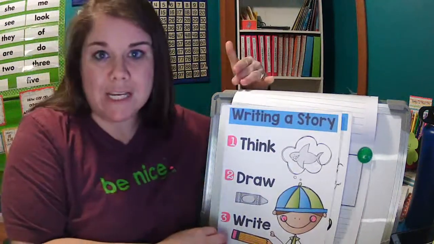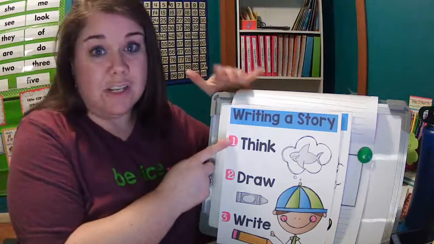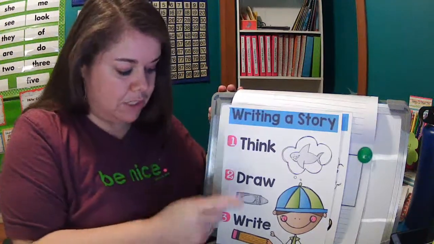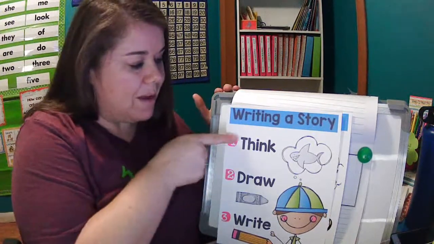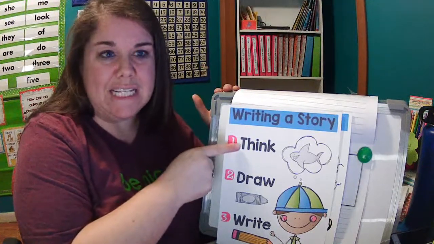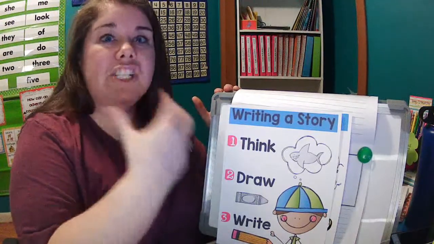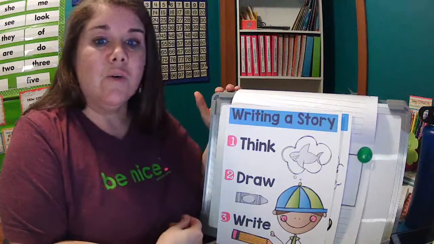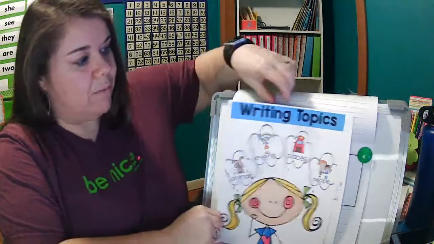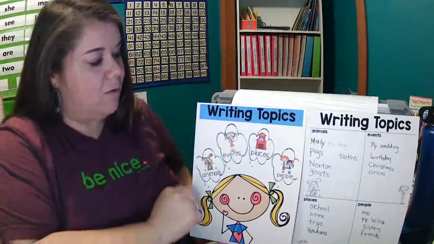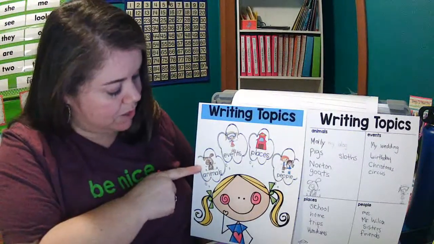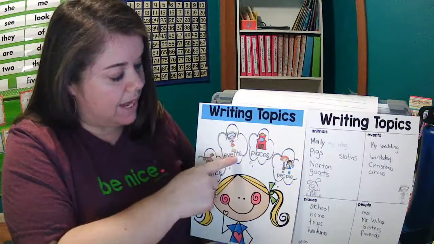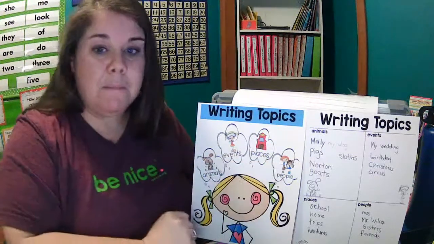So we said when we're writing a story, we think first of our idea, then we draw the picture, and then finally we write our story. Now we're talking about this idea of thinking for an idea, and sometimes we're just stuck as writers. So we're going to talk today about how we can use that chart that we made. Remember, we said we could use some writing topics to help us create some new ideas. We could think of animals or events, places, or even people.